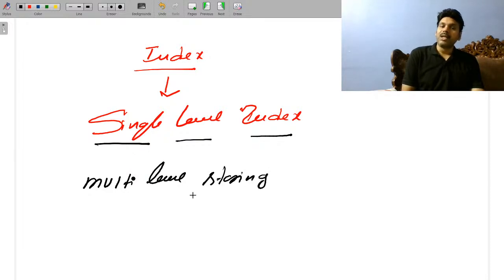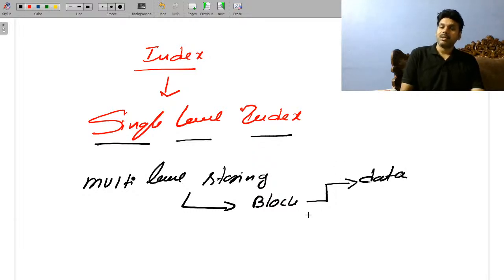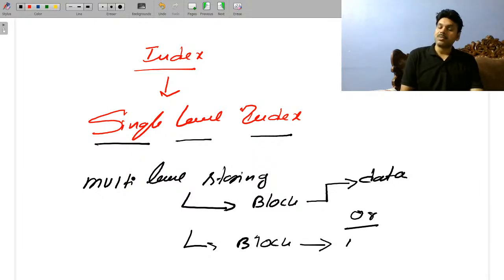When you are asking about multi-level storing, please understand your hard drive blocks may consist of what? Some blocks may consist of data, and some blocks may consist of what? Address. This address, I can say, is the index.